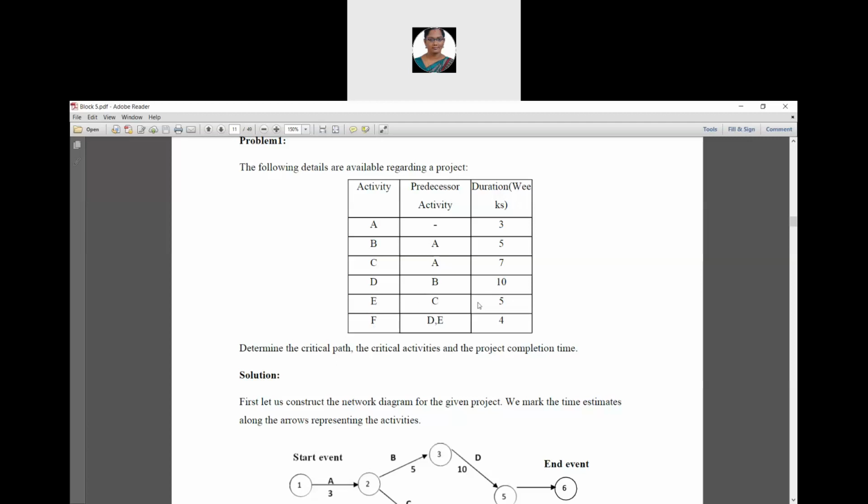value is 5 weeks, and the last activity is F. F is the last activity and it has the predecessor activities D and E and its time duration is 4 weeks. Okay, then using all these things, we have to determine the critical path, the critical activities, and the project completion time. Okay, so see here.